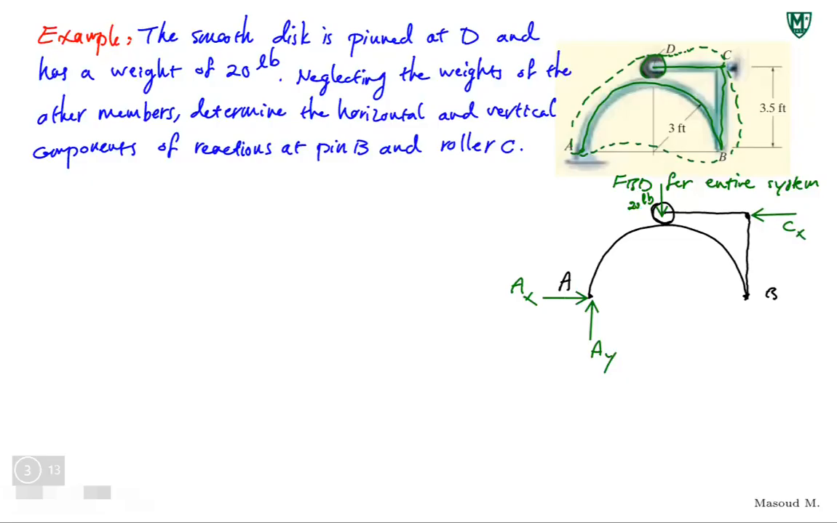And that's pretty much it. So AX is equal to CX. Yes, AX is equal to CX, and AY is going to be 20 pounds. Exactly.